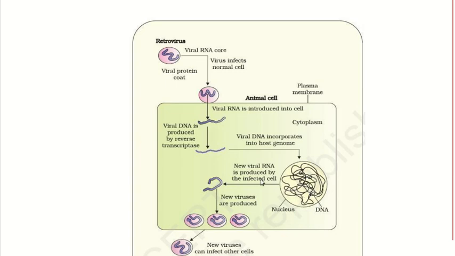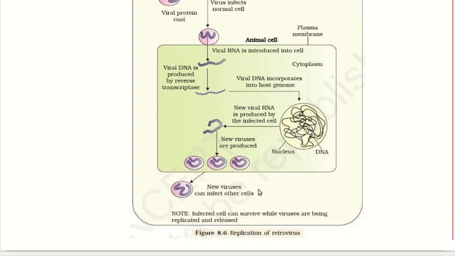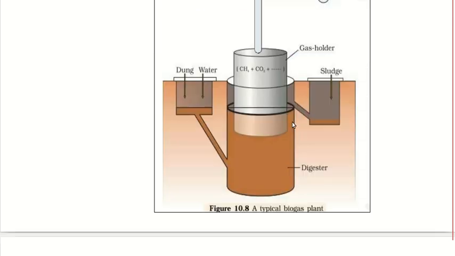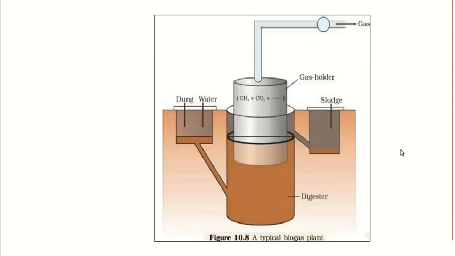Now new viral RNA is produced by the infected cell, and they are going to produce a large number of viruses. So these new viruses which are produced can infect other cells. The infected cells can survive while viruses are being replicated and released. So the replication of retrovirus diagram has been asked for 5 marks. This has also been asked for 3 marks.